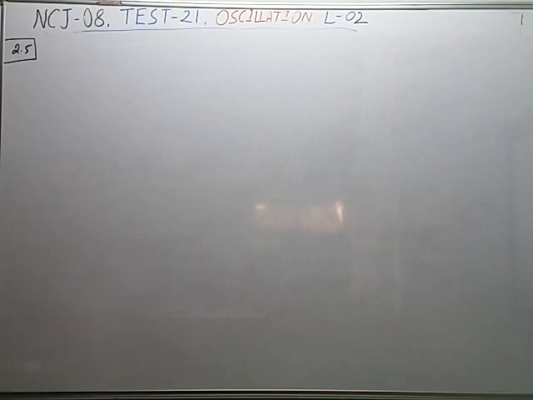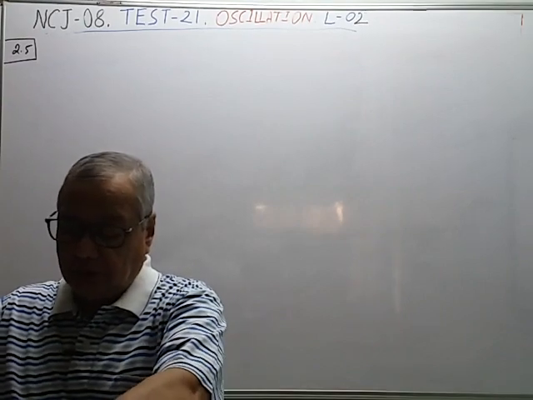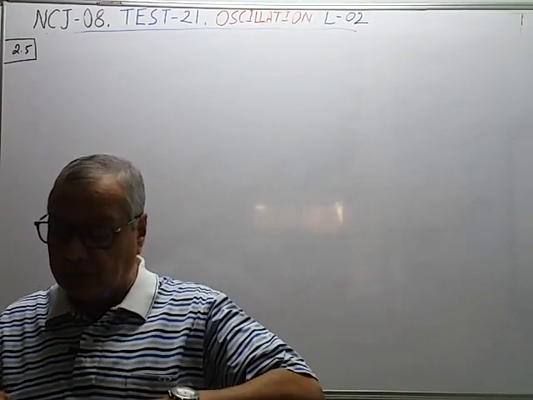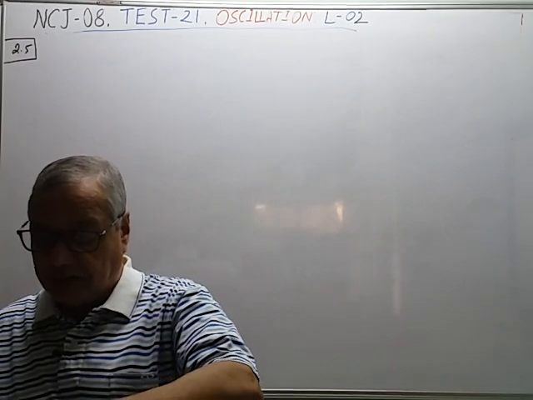Let us see this question number 5. Figure is given. The mass M shown in the figure oscillates in simple harmonic motion with amplitude A.